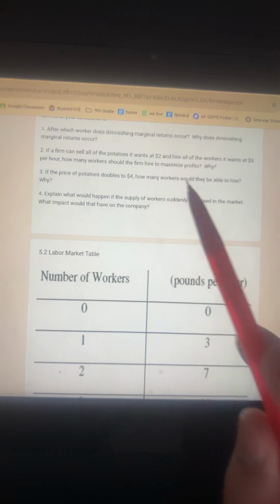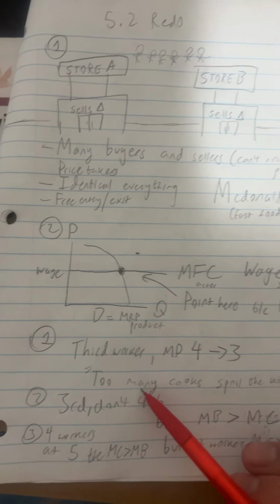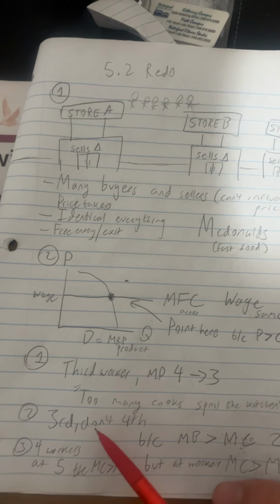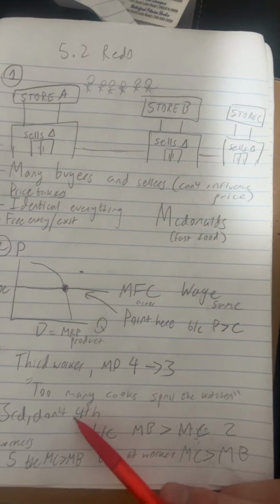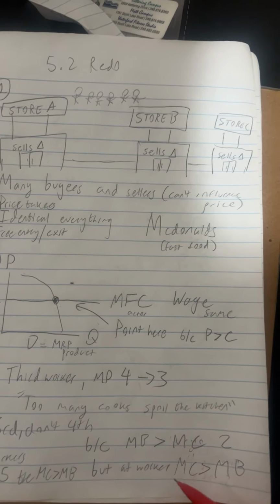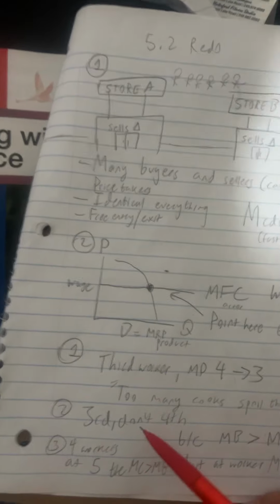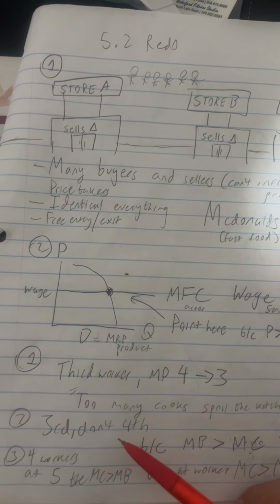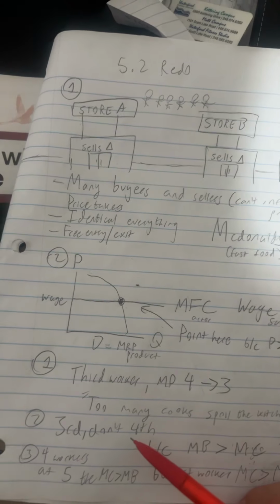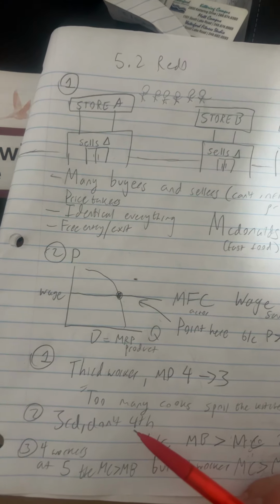If a firm can sell the potatoes at $2 and the workers are $5, you would be able to hire 3 workers, but don't do the fourth one because when you hire the fourth worker, the marginal cost will be above the marginal benefit.